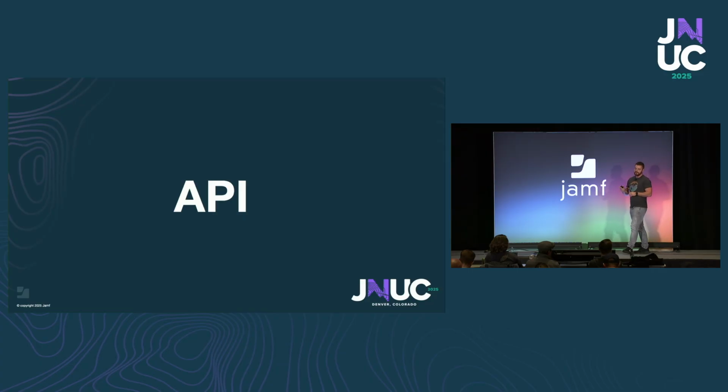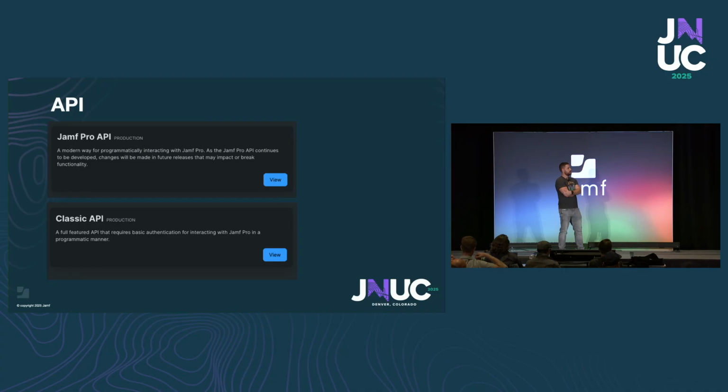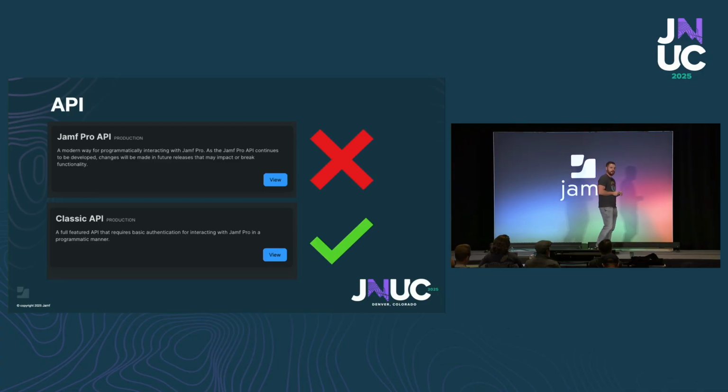Let's now talk about API. As a company, we want to be API first, but how can you manage your configuration profiles 1.0 and 2.0 using just the Jamf Pro API? Which API do you need to choose, Classic API or Jamf Pro API, to manage configuration profiles? Unfortunately, you can only use the Classic API. Configuration profiles are not in the Jamf Pro API.